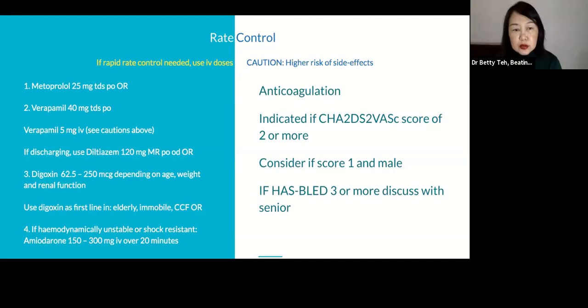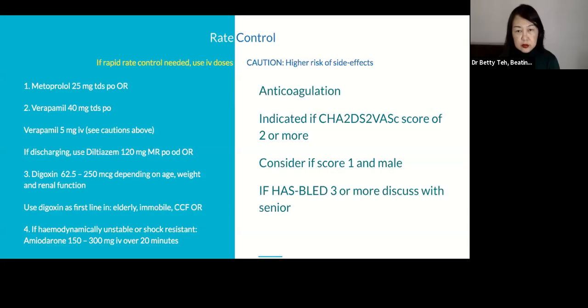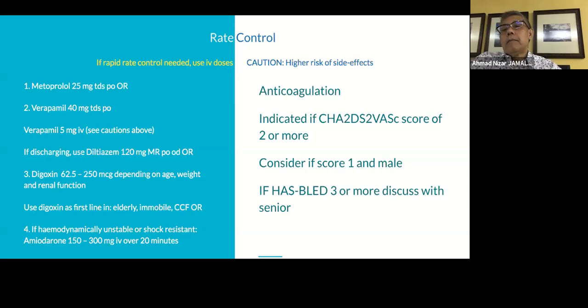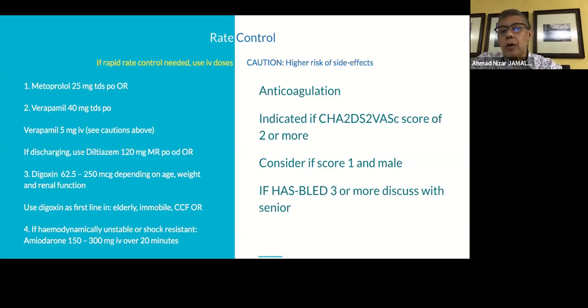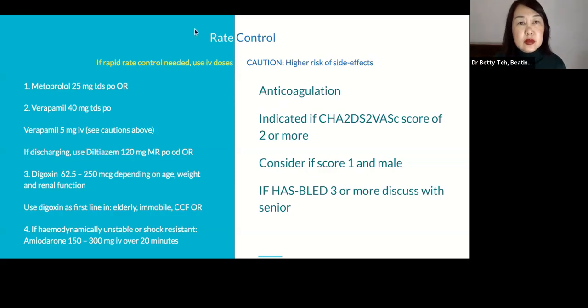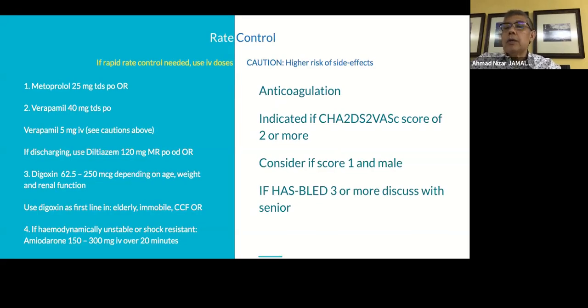Now, the other thing that you need to consider, because this is rate control, is to anticoagulate these patients. Anticoagulation is indicated based on a score called the CHA2DS2-VASc score, and if the score is 2 or more, they should be anticoagulated. You need to consider a score of 1 if the patient is male; if the patient is female, with a score of 1, you still need to anticoagulate. Now, the HAS-BLED score, which we will be discussing in the next slide, is the score to estimate the risk for bleeding, because when you use anticoagulation, there is a risk for bleeding. If the HAS-BLED score is more than 3, then probably you need to discuss with your seniors before you start anticoagulation.